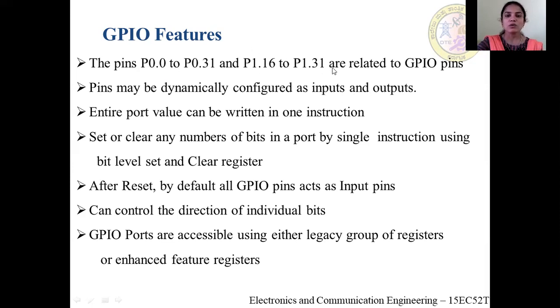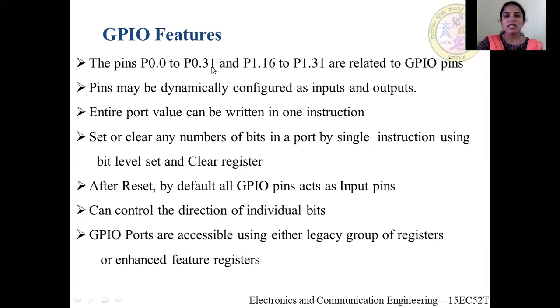These pins are used to read the data from the peripherals as well as to write the data into the peripherals. We can do both operations, that is read and write. That means these pins can be used for both input as well as output. We can take input from the peripherals as well as send output to the external peripherals. The entire port value can be written in one instruction.